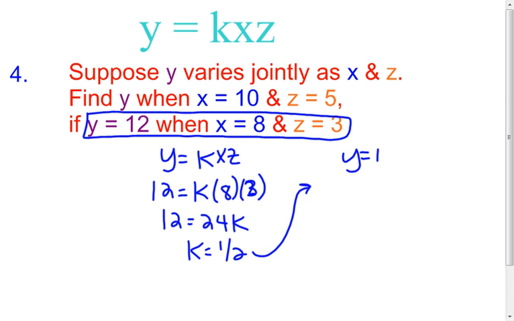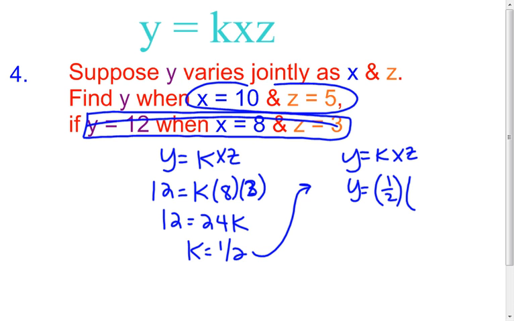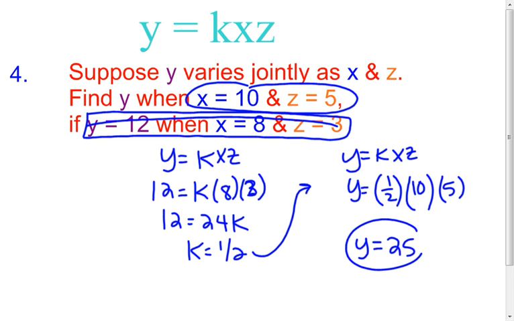Again, you will plug it back into this generic equation here, or the equation that fits this problem. I don't know my y this time, but I know that my k is 1/2. And now I'm not using this anymore. I'm using this. I now know that x is 10 and that z is 5. So 10 times 5 is 50, and 1/2 of that, of course, would be 25. So that is your new y value in this case.